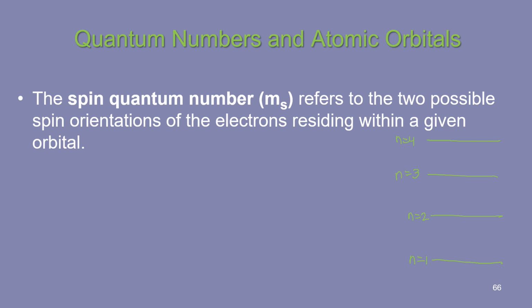That means on the first shell, there's only one subshell. But on the second shell, we're going to have 2 subshells. On the third shell, we can have 3 subshells. And I've run out of room, but on the fourth shell, you get the idea, we can have 4 subshells.